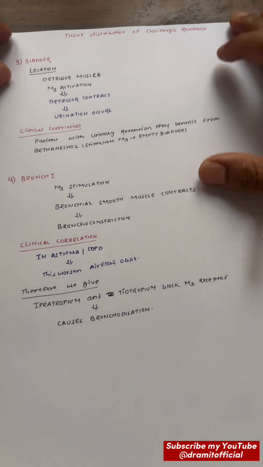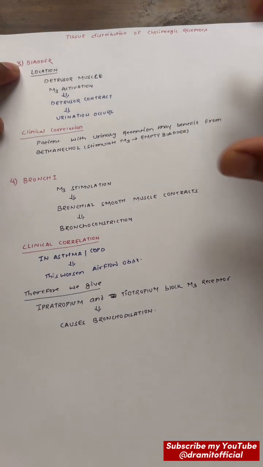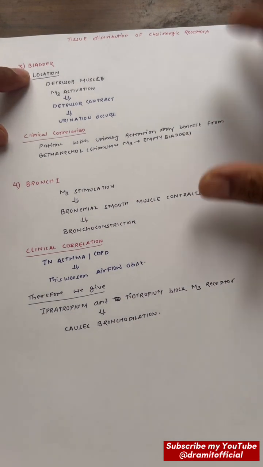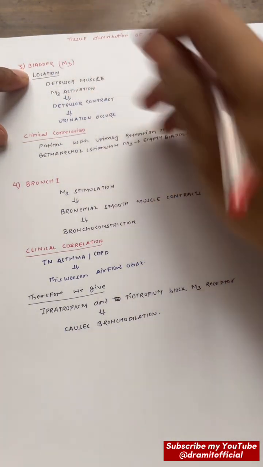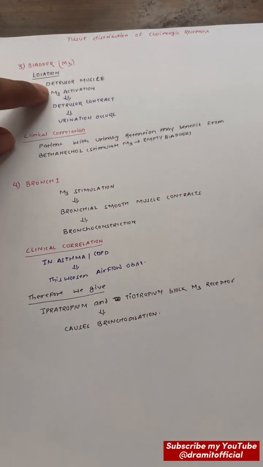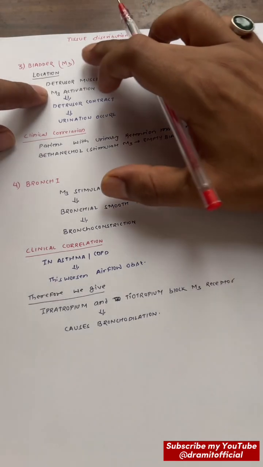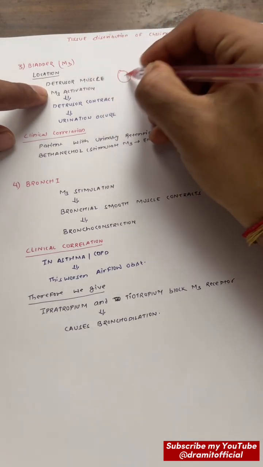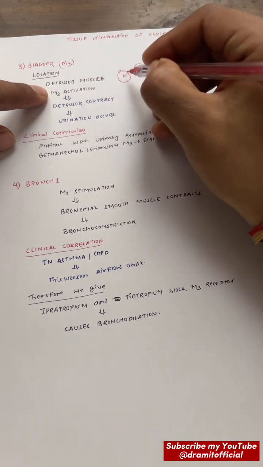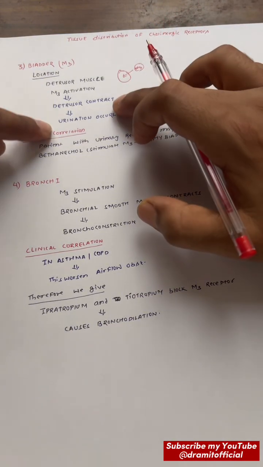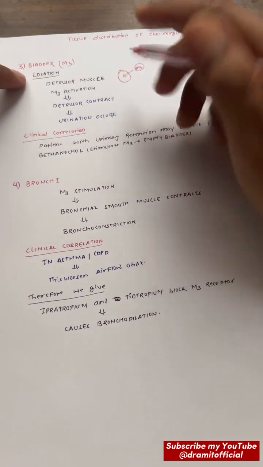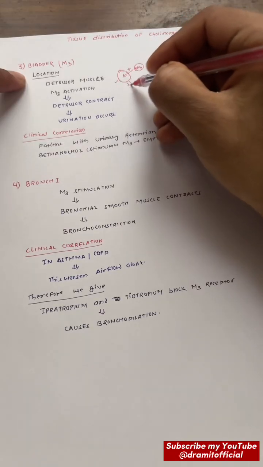Now we'll move forward and see how it works on the bladder. In the bladder there is also the presence of M3 receptor. The location is on the detrusor muscles. Suppose this is the detrusor muscle. When the M3 receptor gets activated in the detrusor muscle, urination will occur. Basically it contracts the bladder, the bladder contracts and the patient starts urinating.